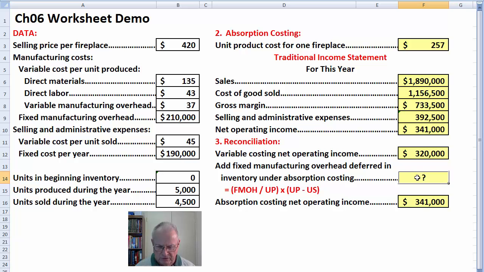I've given you a suggestion over here on the side. So we're going to take the fixed manufacturing overhead, and so this is this number right here, and we're going to divide it by the units produced times, in brackets again, the units produced minus the units sold to give us the ending inventory, and there's your 21,000.